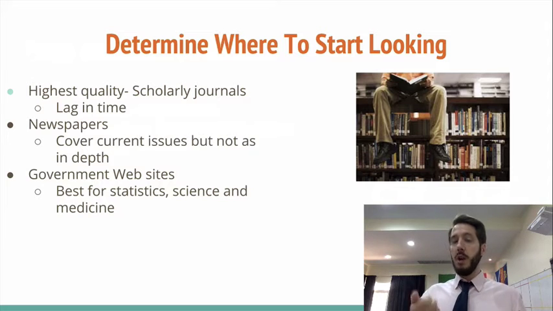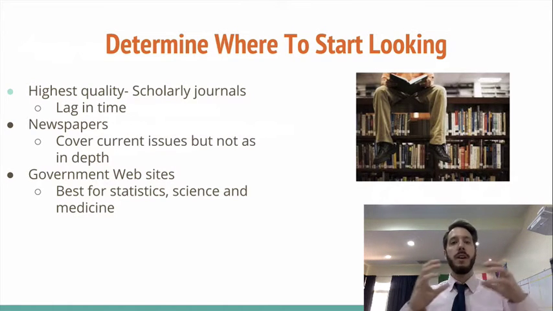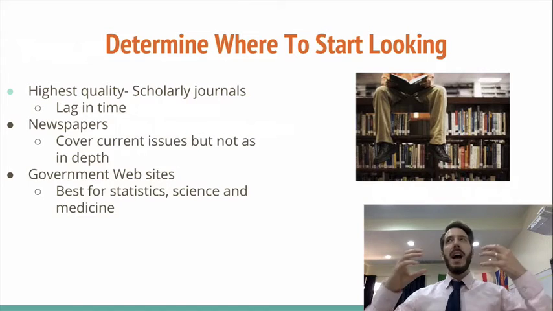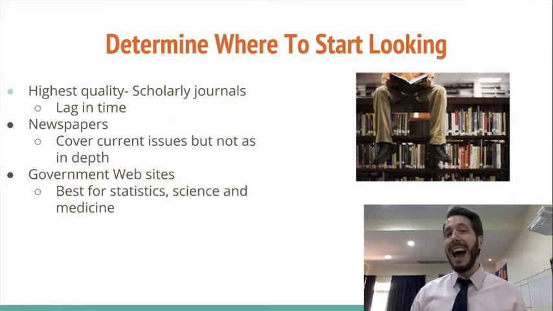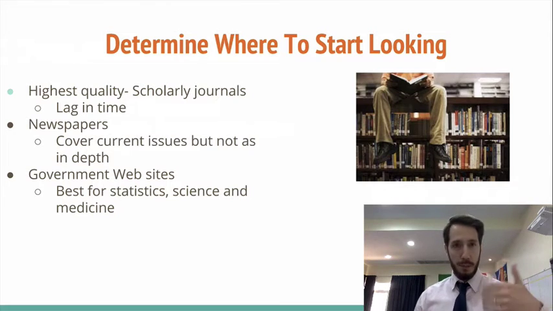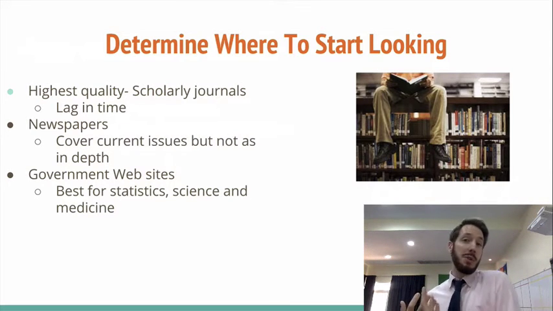These are sources that are written by people with PhDs, research fellowships. And because they are written and published, most likely they're also peer-reviewed, they're very, very credible. However, the problem with scholarly journals are there's a lot of lag time. It takes a long time for things to be done, published, accepted. So if I'm looking for really modern stuff, I could also use newspapers.